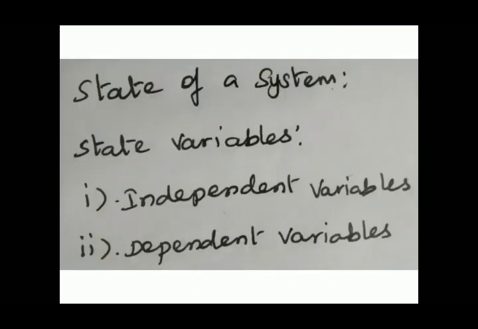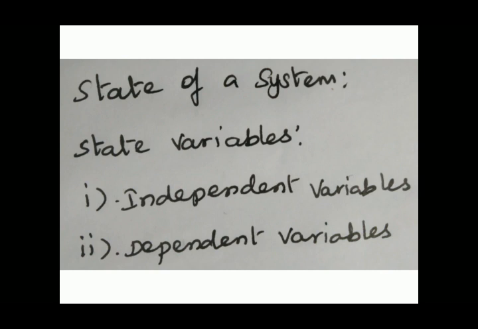Next one is the state of a system. State of a system means when macroscopic properties of a system have definite values, the system is said to be in a definite state. Macroscopic properties means pressure, temperature, volume, mass. When these macroscopic properties of a system have definite values, the system is said to be in a definite state. So whenever there is a change in any one of these macroscopic properties, the system is said to change into a different state. Thus, the state of a system is fixed by its macroscopic properties. This is the state of a system.